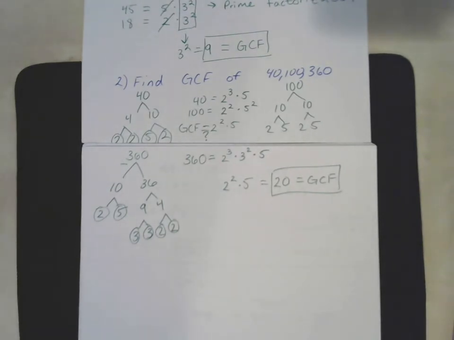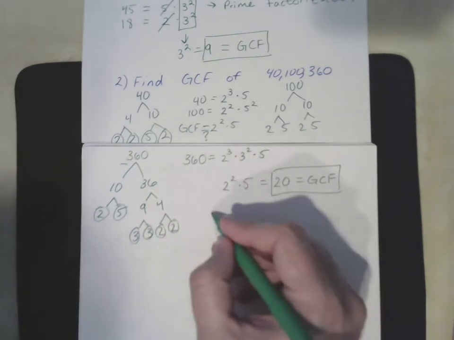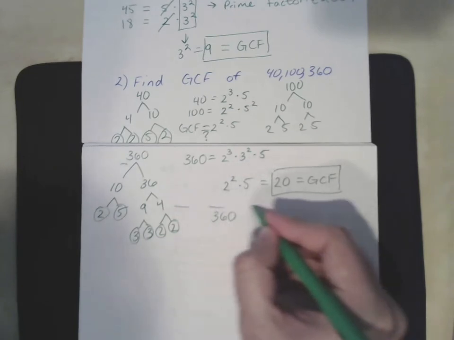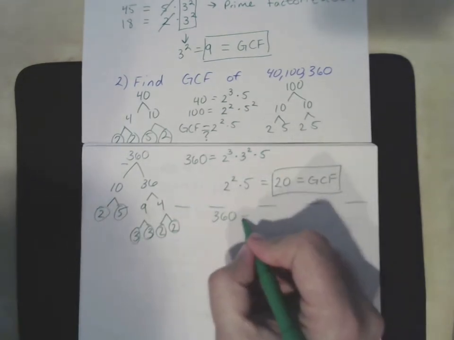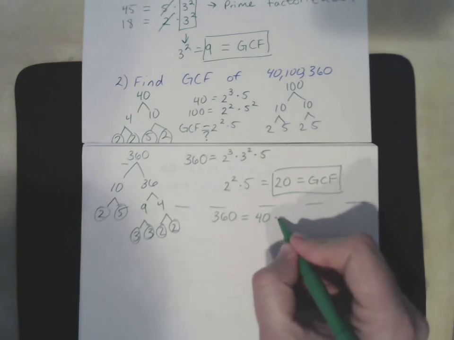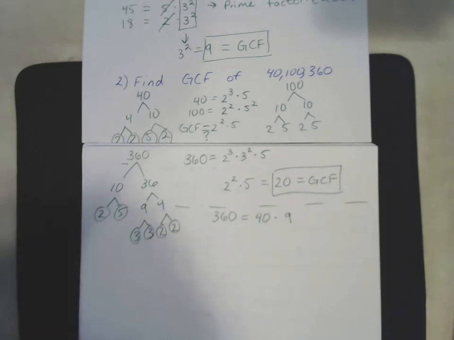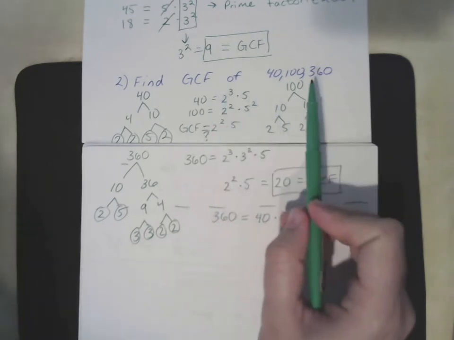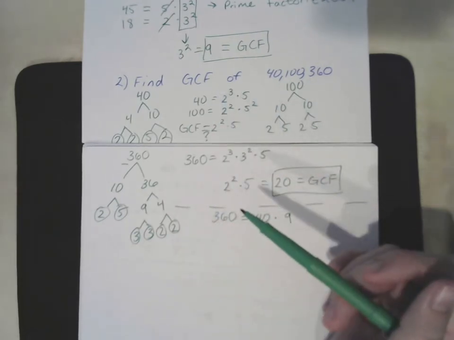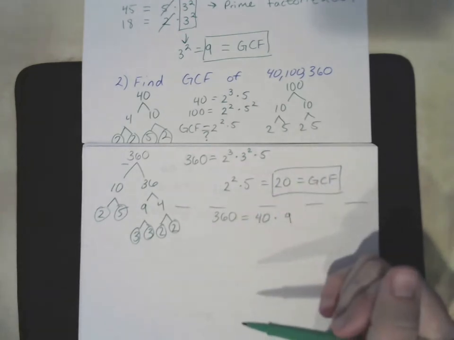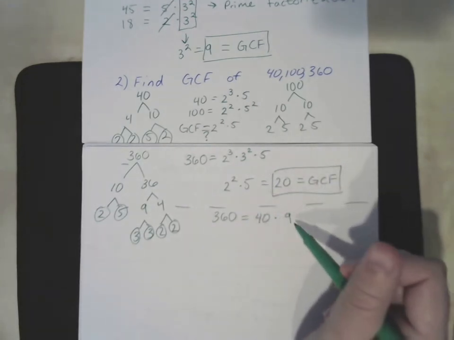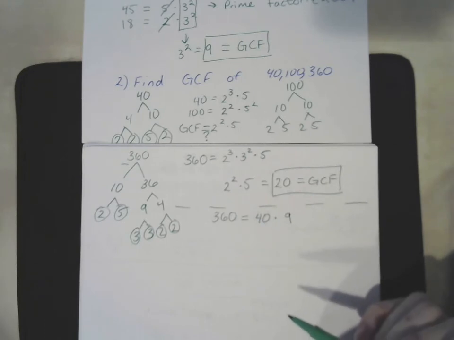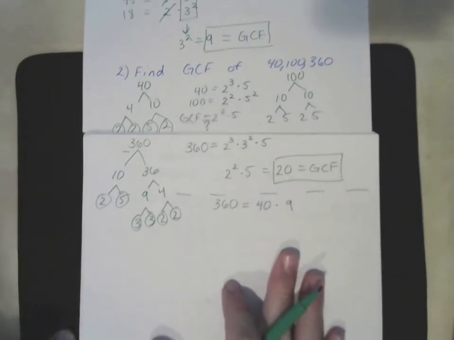Again, this is the long way. And so we can do this a little bit faster if we notice first that 360. So this is just a little bonus here. 360 is 40 times 9. That speeds things up. So anytime you have one of your numbers as a factor of one of the others that you're finding the GCF of, you can make it go a little bit faster because you know that this is not going to be a part of the GCF. So that's just a little trick.